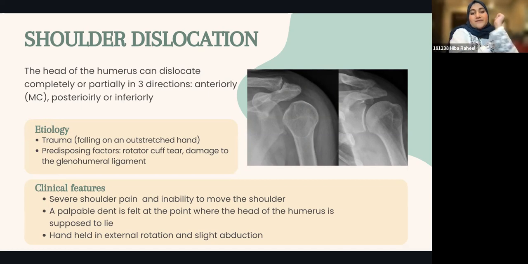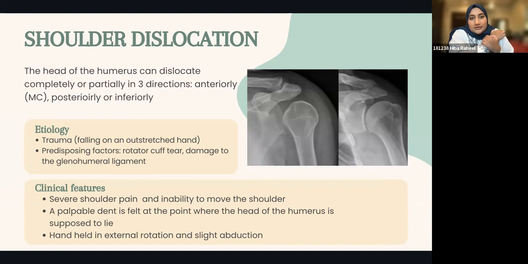The patient is going to come with severe shoulder pain. They won't be able to move their shoulder. You will definitely see loss of contour of their shoulder. You will see that their shoulder does not have the same contour. It would look like something is missing. There would be a groove here, okay?